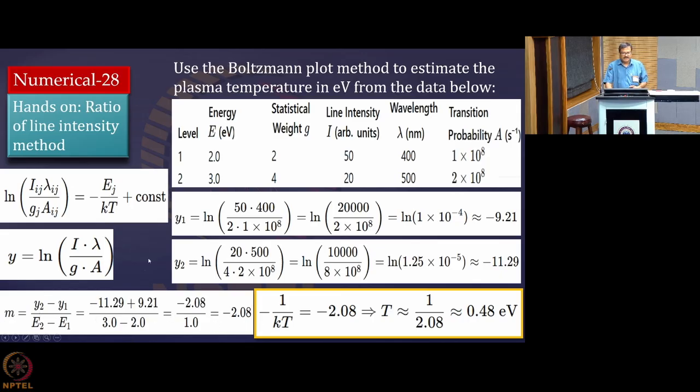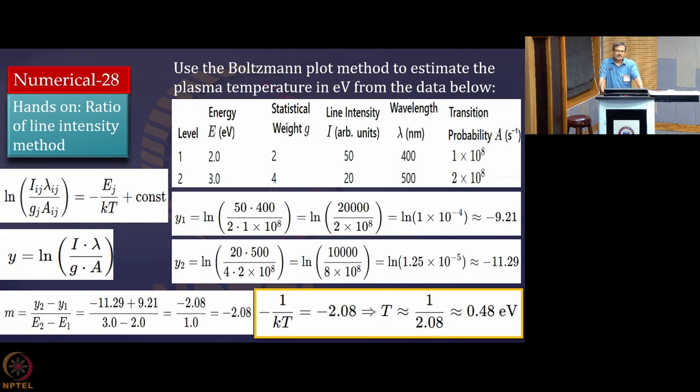It is a negative slope, you see that negative sign over here. So the slope, minus 2.08, is equal to minus 1 by kT. You just invert this relation, and you get the value of T as 1 by 2.08. Everything here is in electron volt, so the temperature is coming to be 0.48 electron volt. If we convert that into Kelvin, 11,600 Kelvin is 1 eV, and this is just half of that. So it is around 5,500 or so Kelvin.